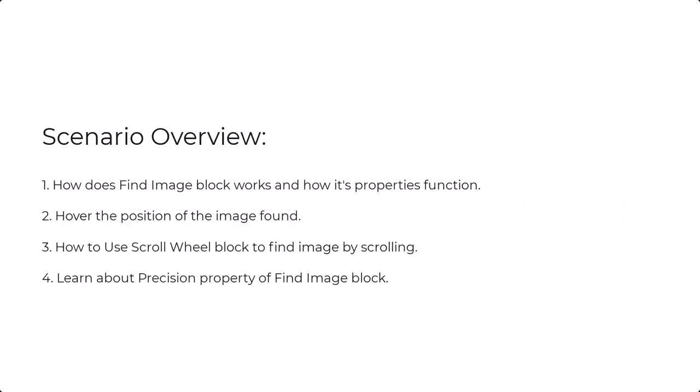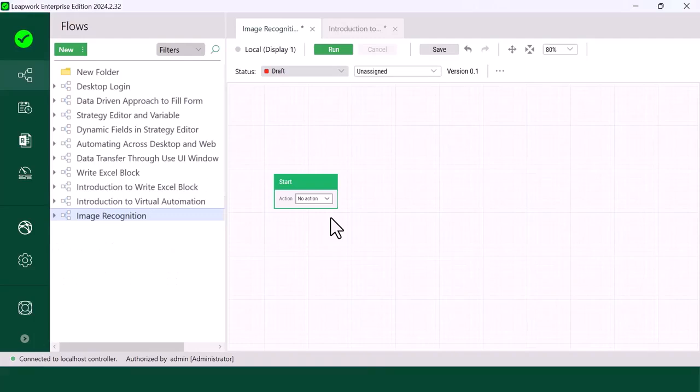Let's understand the scenario overview. At first, we will see how the Find Image building block works and how its properties function. We will then learn how to hover over the position of the image found. Then, we'll learn how to use the Scroll Wheel block to find a target image by scrolling on a web page. At the end, we will learn about the precision property of the Find Image building block. Remember, all the steps will work the same way across different virtual environments, whether it's a virtual desktop, web application, or remote session. Let's proceed to create our automation flow.